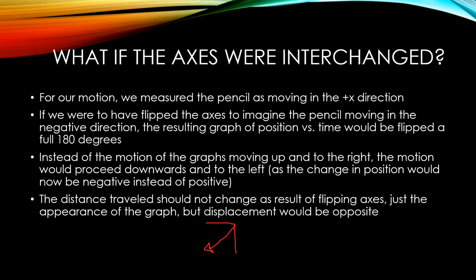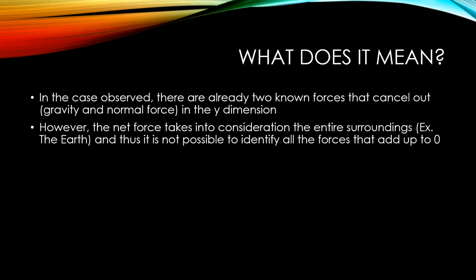What if the axes were interchanged? For our motion, we measured that the pencil is moving in the positive x direction. If we were to flip the axes to imagine it moving in a negative direction, the resulting graph, position versus time, would be flipped a full 180 degrees. Instead of the motion of the graph moving up and to the right, the motion would proceed downward and to the left, as if the changes in position would now be negative instead of positive. The distance traveled should not change as a result of flipping axes, just the appearance of the graph, and the displacement would be opposite. So what does this mean?